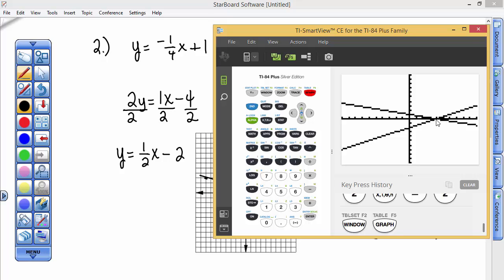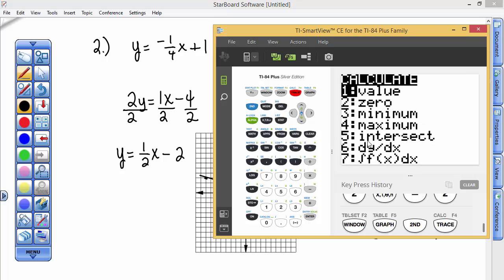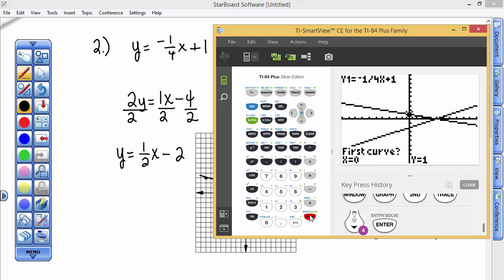Don't forget, you can replay this process. To find the intersection point of two lines when you've graphed, you can go to this calc feature on your calculator. So you go second, calc, and you tell it you want to find the intersection point. So you can either arrow down to 5, or you can hit the number 5, and then it says, hey Pat, do you want to use equation y1, which is a -1/4 x plus 1, as your first curve? And I'm going to hit enter.